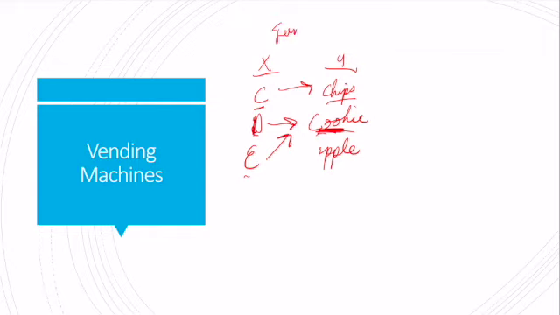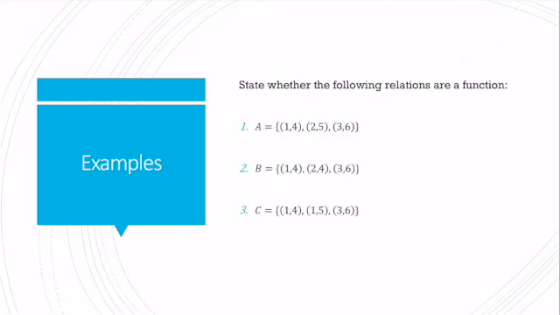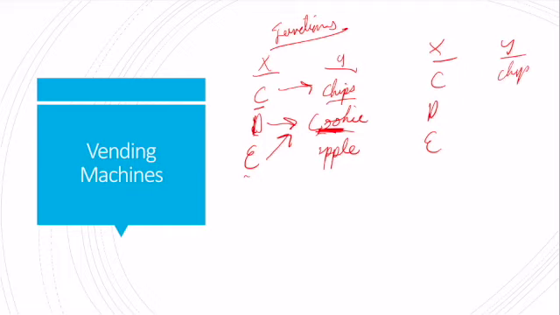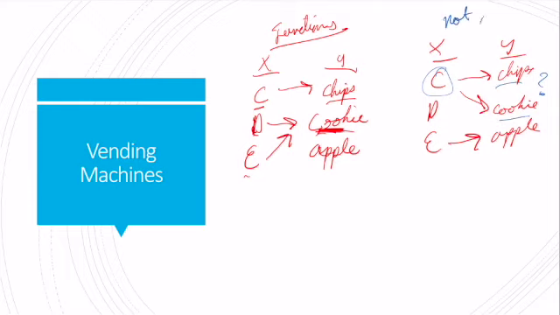Let's take a look at something that wouldn't function. So this functions. Let's make an example that doesn't function. So I've got my same vending machine. We've got chips, cookie, and an apple. What if I have C go to chips, C go to cookie, and E go to apple? If I push this C button right here, what am I going to get out? I don't know. That's because this x value doesn't have exactly one y value. It has two different y values. So this is an example of something that's not a function.